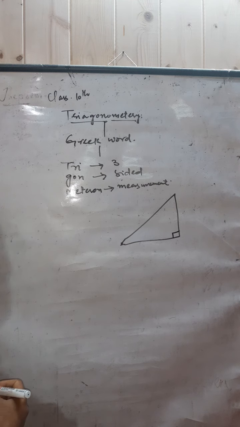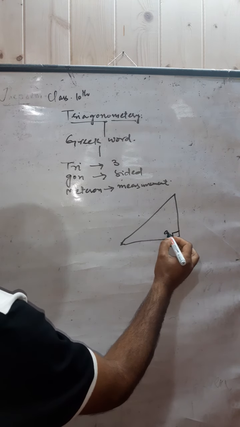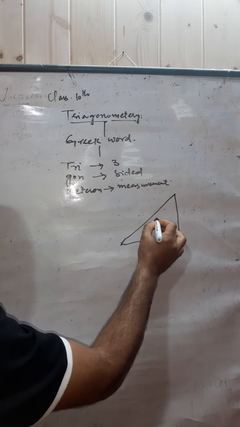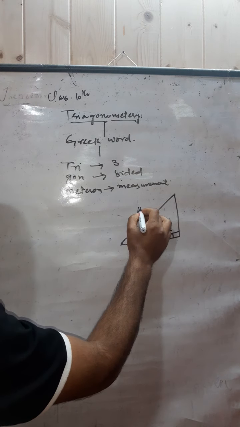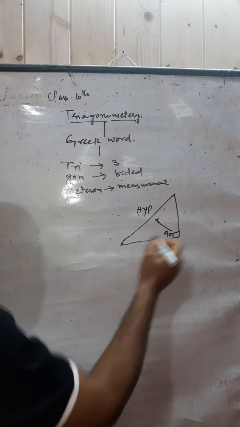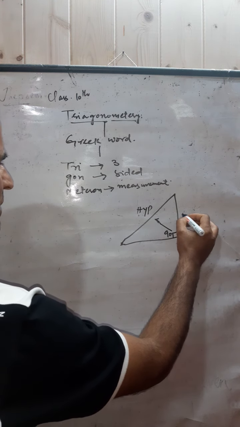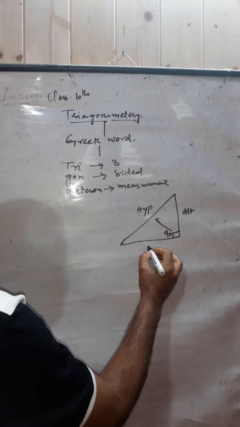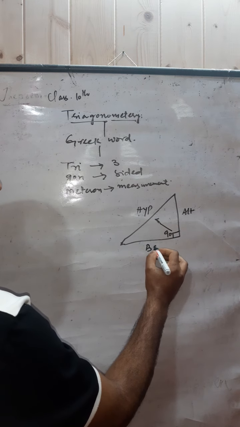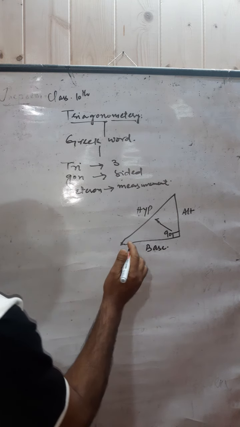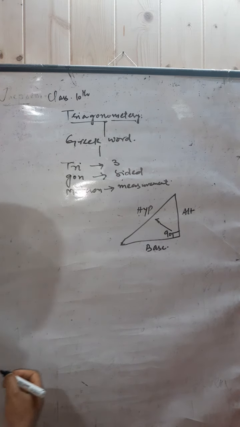So in a right angled triangle we have one angle that is 90 degrees. The side opposite to that angle is the hypotenuse, and then there are the two legs: one is known as the perpendicular, or we can say altitude, and the third is known as the base. And this base generally lies on the ground surface.